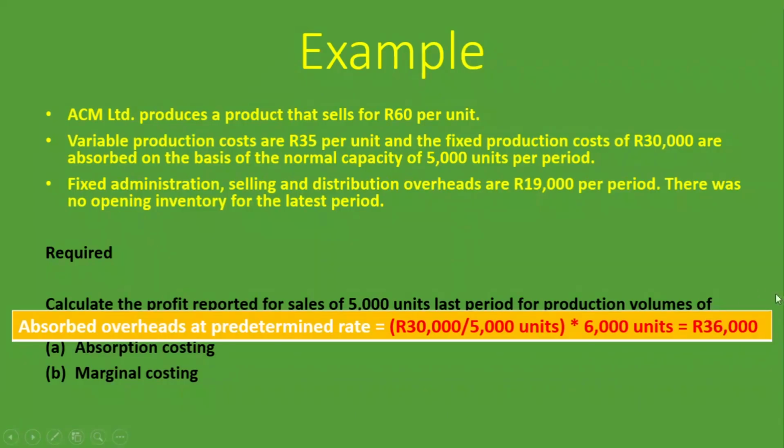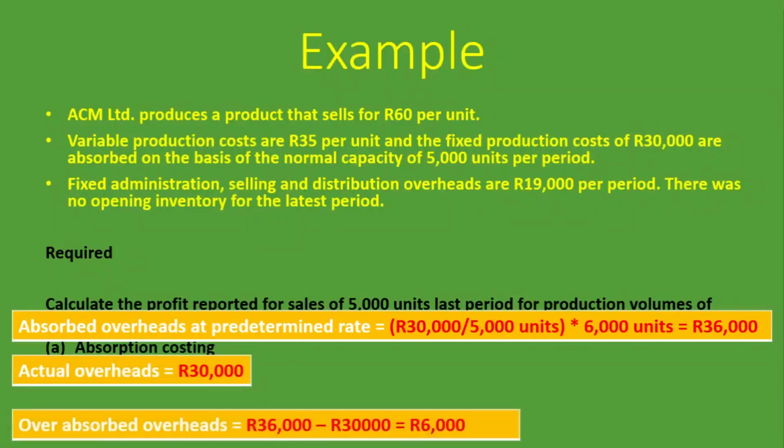So we can see this fixed production cost here is more than the fixed production cost that we actually have for the period. So the actual overheads were 30,000 rand. That means we over absorbed. So if we over absorbed, we take the 36,000 rand which we estimated using the normal capacity, minus the 30,000 rand, which is the actual overheads that we incurred during this period, and we have over absorption of 6,000 rand. And that is how you calculate the over or under absorption.